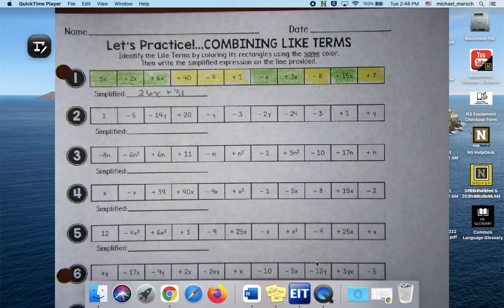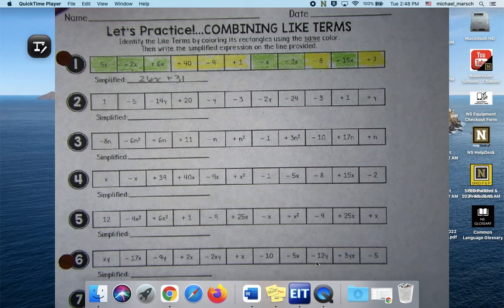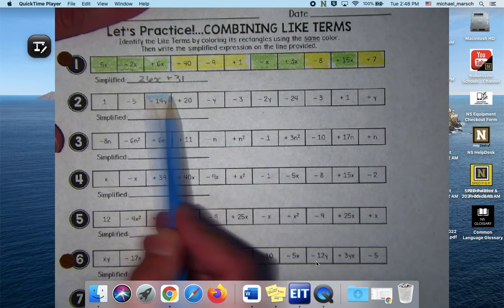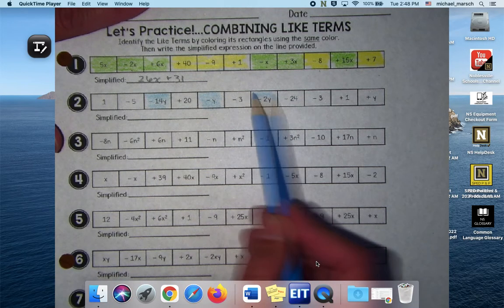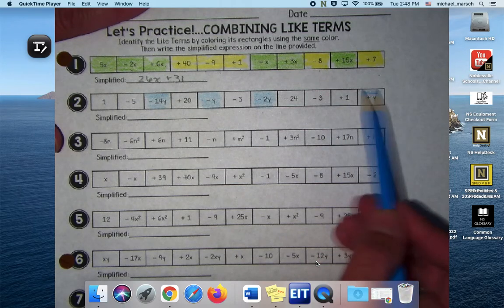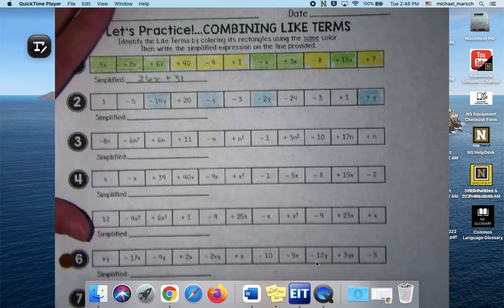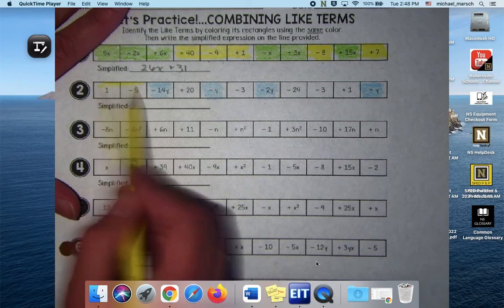Good stuff. Okay, this next one, we also have 2 types of terms. What are they? Constants and variable. So I'm going to color everything that has a Y with blue. This is light blue. And then I'm going to use yellow again for my constants.